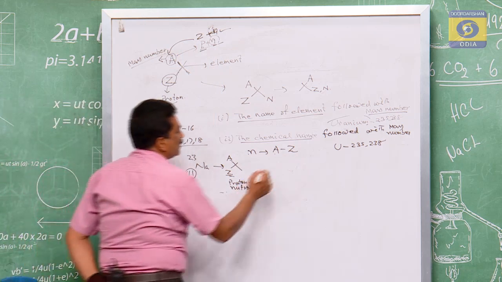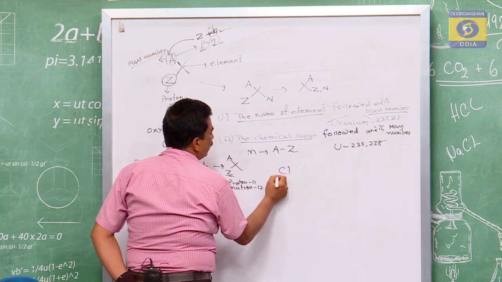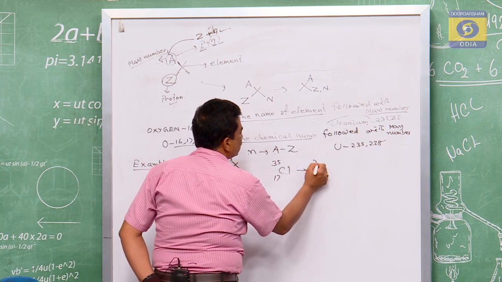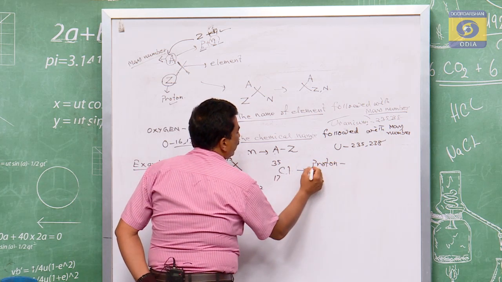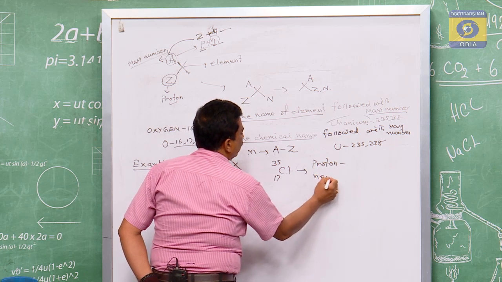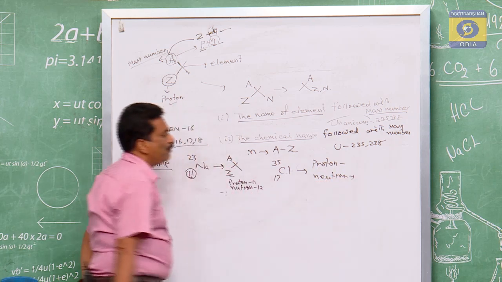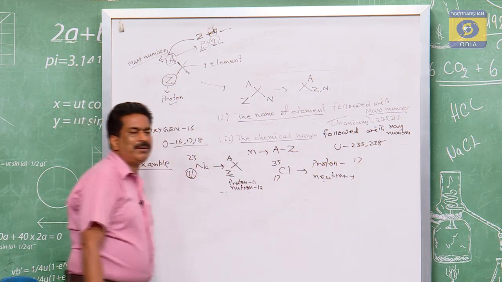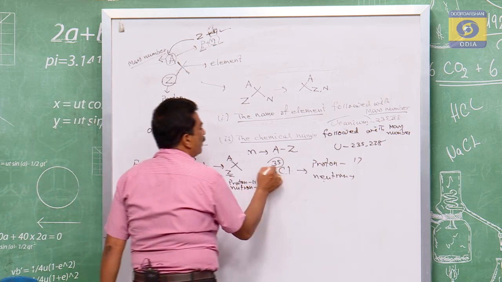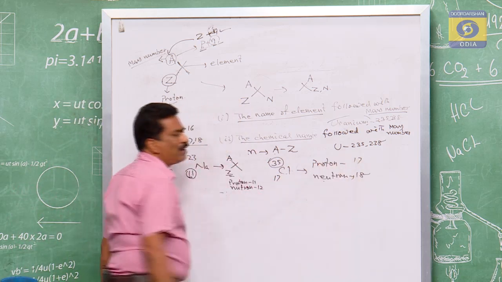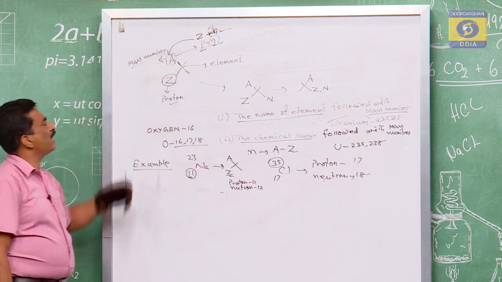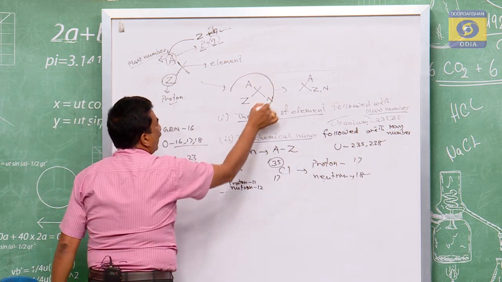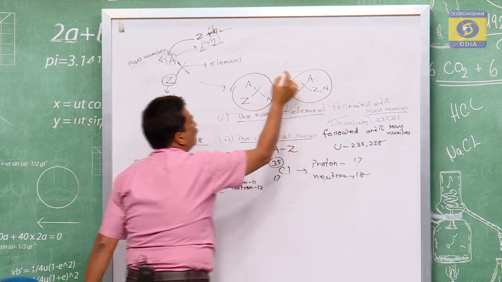Suppose I give you another example, chlorine, which is 17 of 35. This 17 of 35 means you will now prepare the proton and the neutron. Students, what will be the proton number here? The proton number will be 17. The proton plus neutron will be 35. Therefore, the neutron number will be 18. So, these are the symbolization of the nucleus, how you have to represent it, either this one or this one.